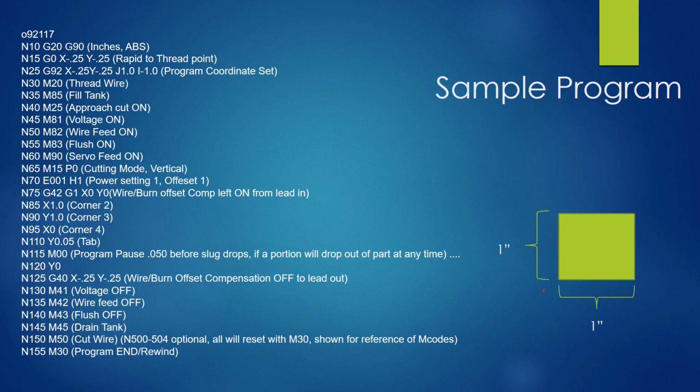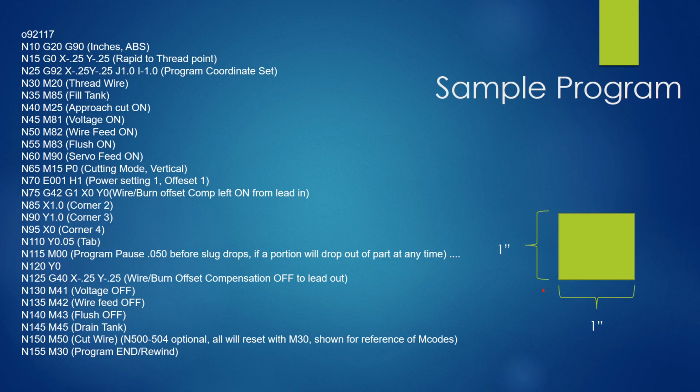So the next thing we're going to do is thread a wire. We're still off the part here, so we'll be able to do that. You always want to make sure you're far enough away from the part that you don't affect the flush stream, because it's going to make your wire thread funny. So thread the wire, M20. M85, we're going to fill our tank.